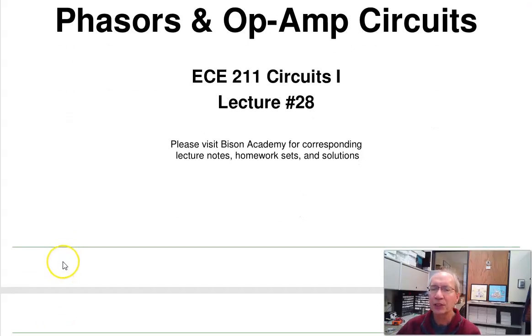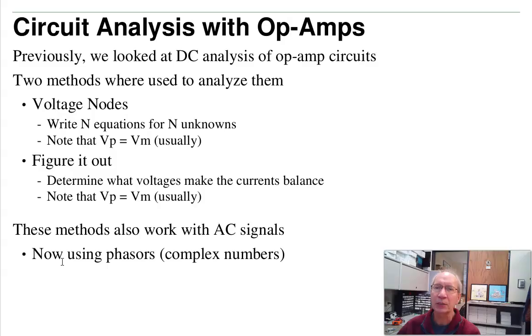Now, op amp circuits are circuits we've looked at before. Op amps are just generally useful devices. They're used for amplifiers, inverters, summing amplifiers, inverting amplifiers, envelope detectors, filters. A large part of electronics is built around op amps.